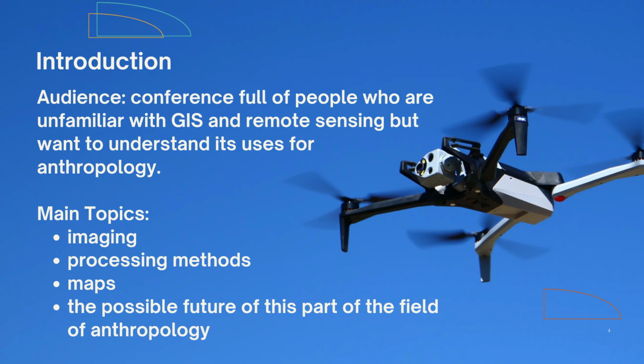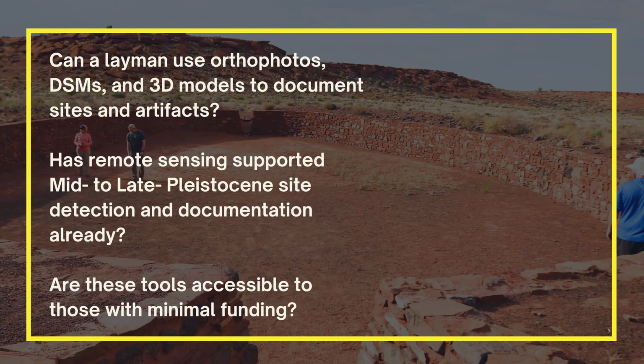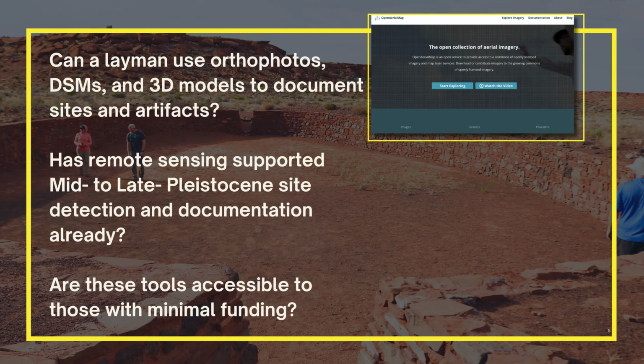So the premise for this presentation is that I would present it at a conference for people who are unfamiliar with GIS and remote sensing, but want to understand its uses for anthropology, archaeology, and CRM. First question, can a layman use orthophotos, surface modeling, and 3D models to document sites and artifacts? The answer is technically yes. This is something you can start doing from home without access to a remote sensor or a UAV. Organizations like OpenAerialMap.org make high-quality UAV data available to the general public for processing.